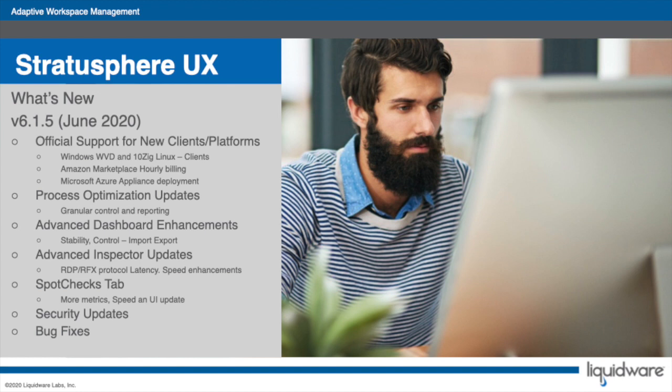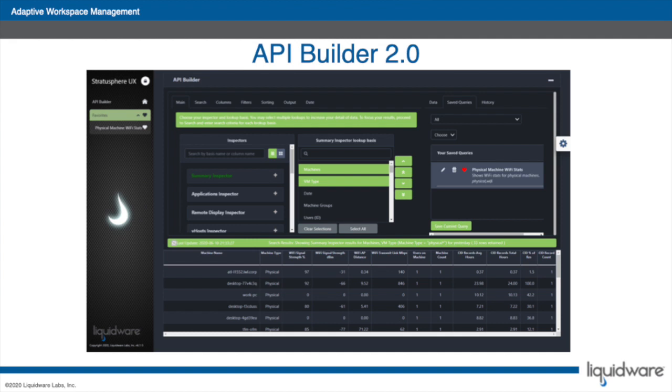The API has been updated, so I'll give you a quick look at the API. And what would people use our API for? They would use it to feed Stratosphere data into any other third-party ITSM product, for example, so you have a single point of data for your desktops, help desk products, and things of that nature.